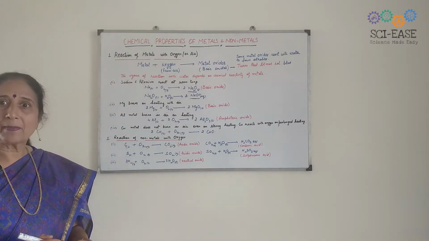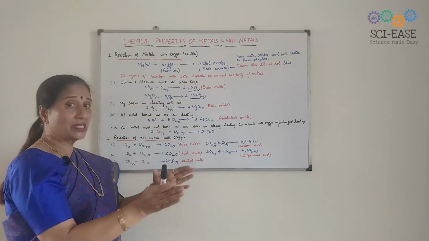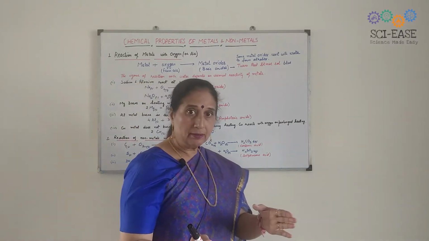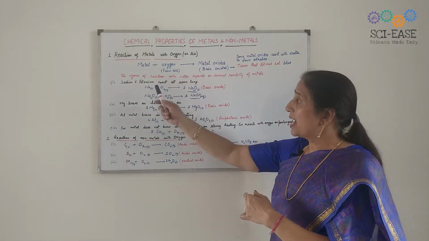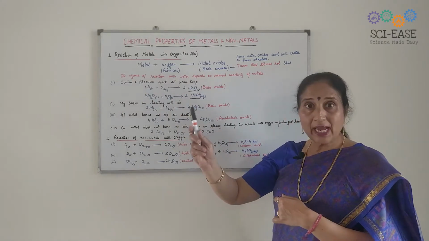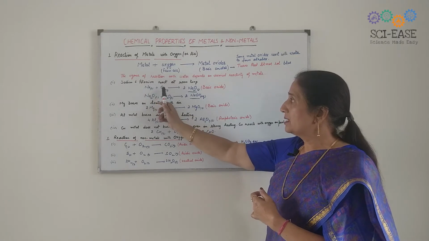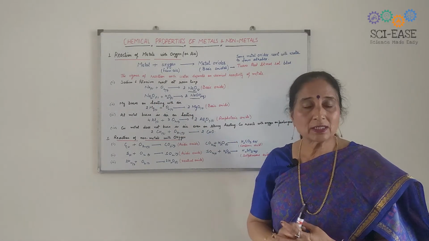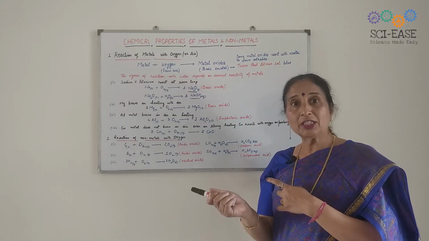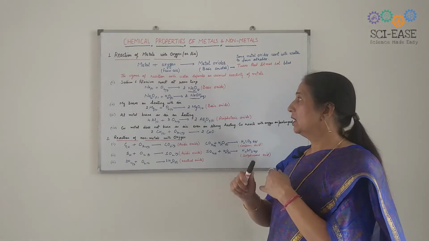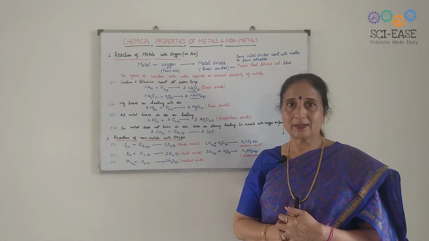In the same way, potassium also. Potassium has a great reactivity with the oxygen present in the air. The same reaction will take place. You will write this reaction and practice it on your own. That is, K plus O2 will result in the formation of oxide of potassium. Oxide of potassium can also react with water and result in the formation of potassium hydroxide.